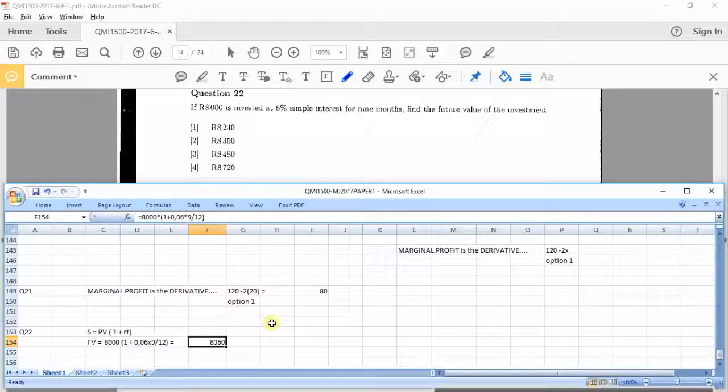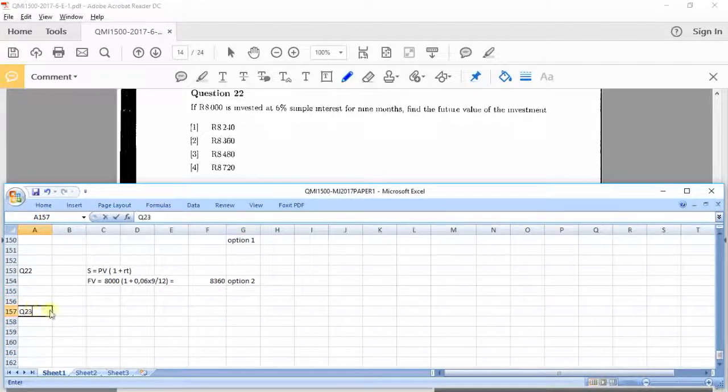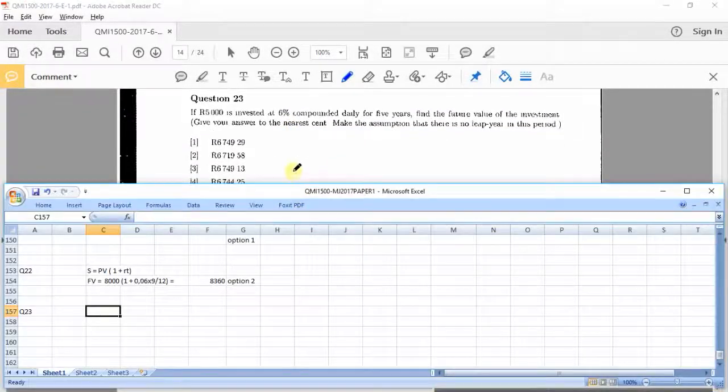Come, answer 8360, option 2. What's wrong? Not this one. You got it wrong? Yeah. Okay, did you use the wrong formula? Yeah. Okay, possibly. Right, question 23.